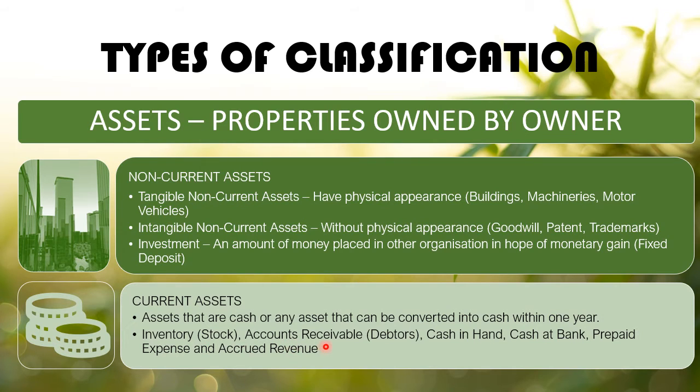And then we also have what we call accounts receivable or debtors. Accounts receivable are the customers who purchase inventory from us, but they pay us later. Dia ambil barang dulu, dia bayar kemudian. So dalam tempoh dia tak bayar tu, kita consider the customer to be debtors. Cash in hand, cash at bank, prepaid expenses and accrued revenue. So ini kita akan belajar nantilah bila kita buat adjustment nanti, ya.